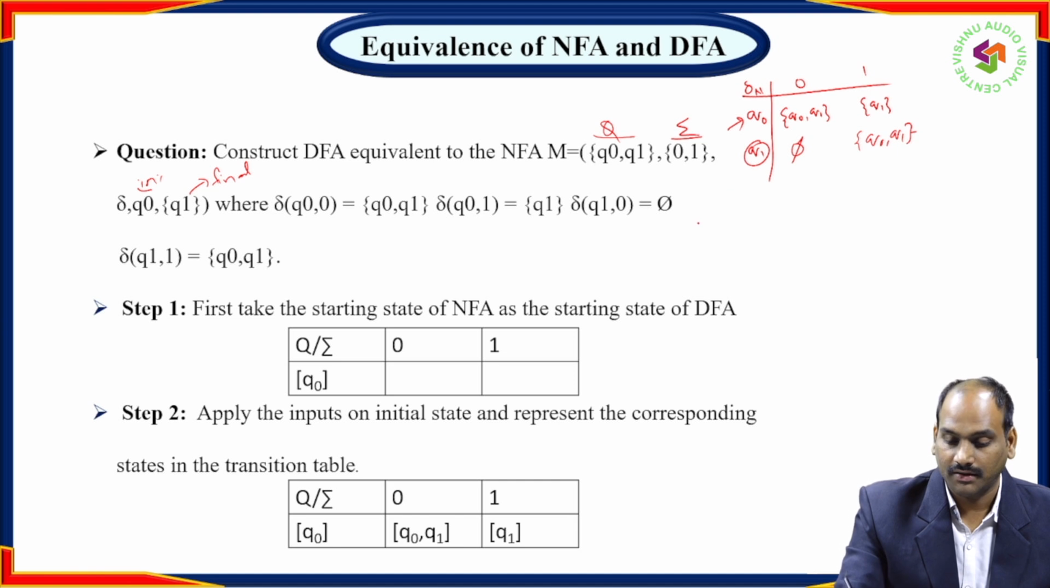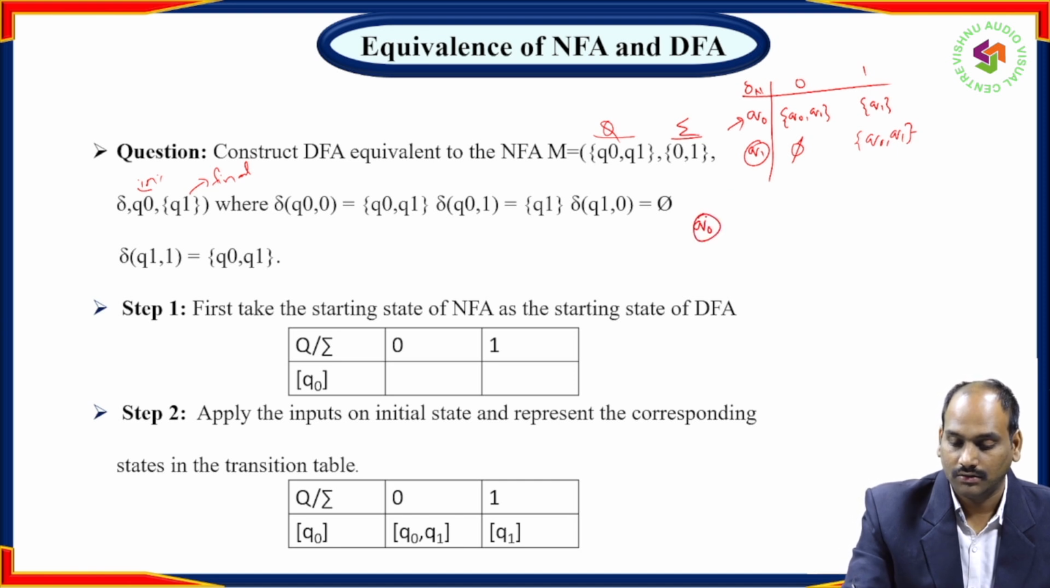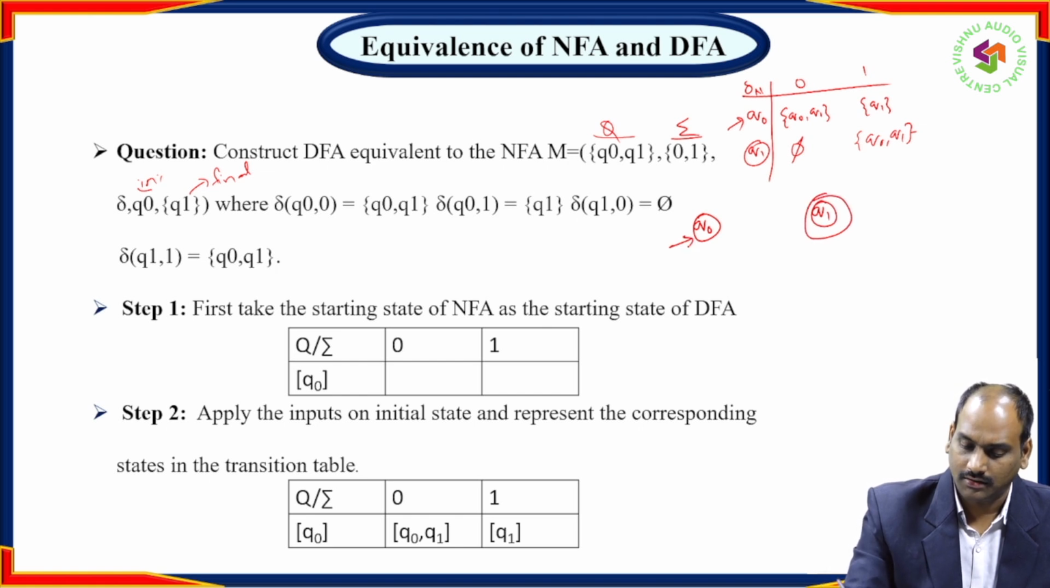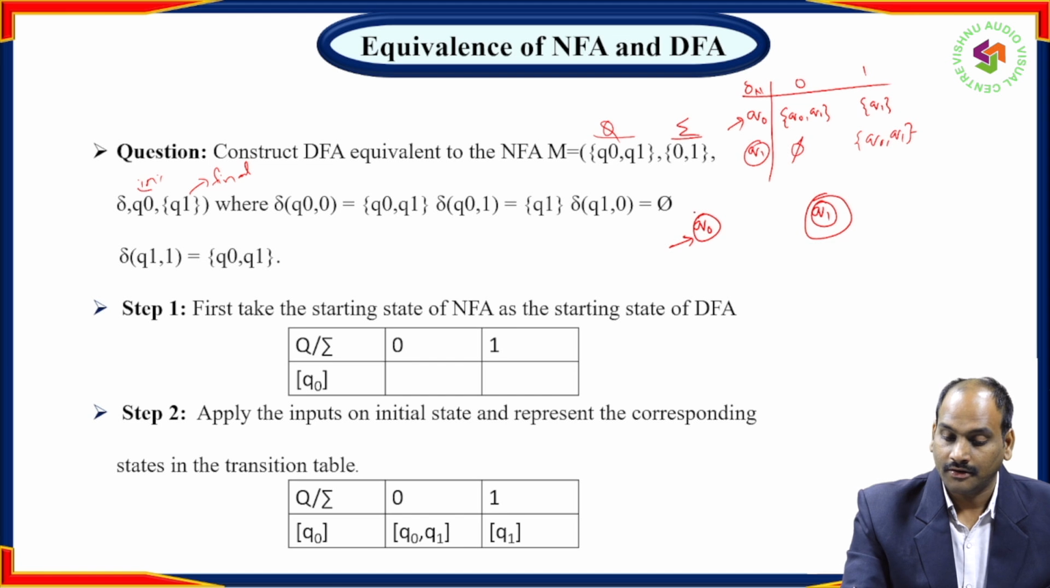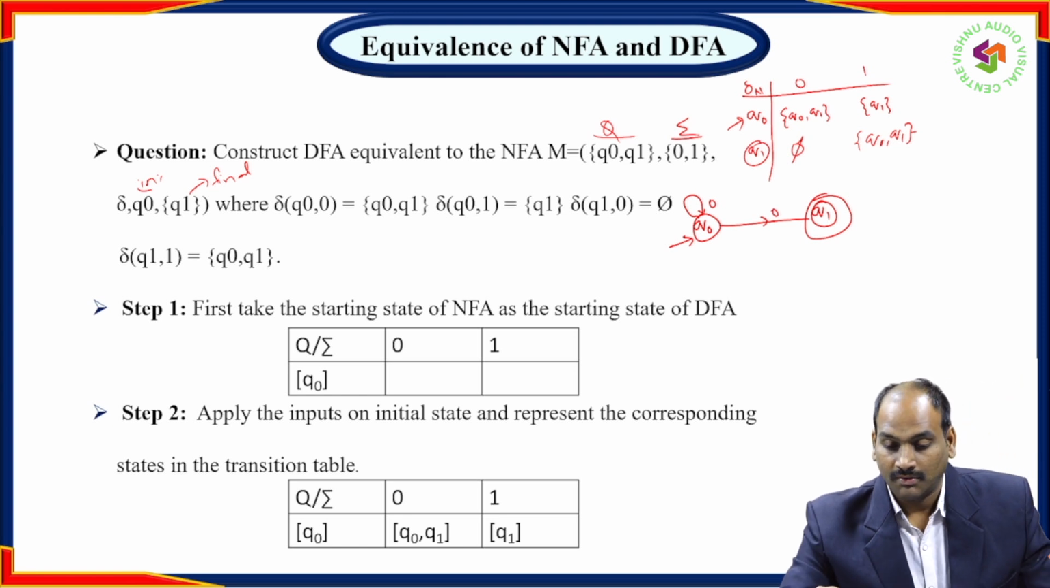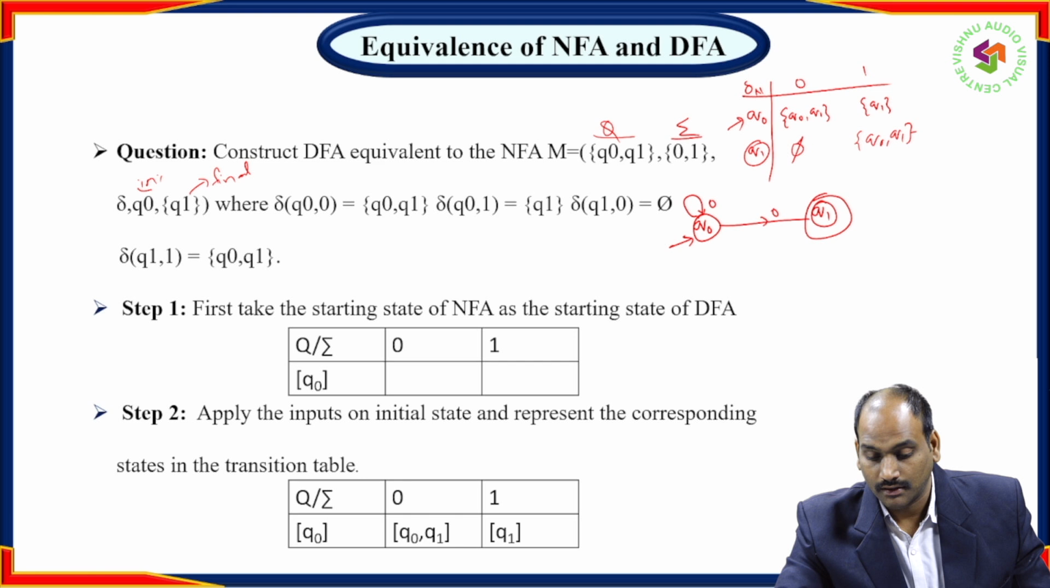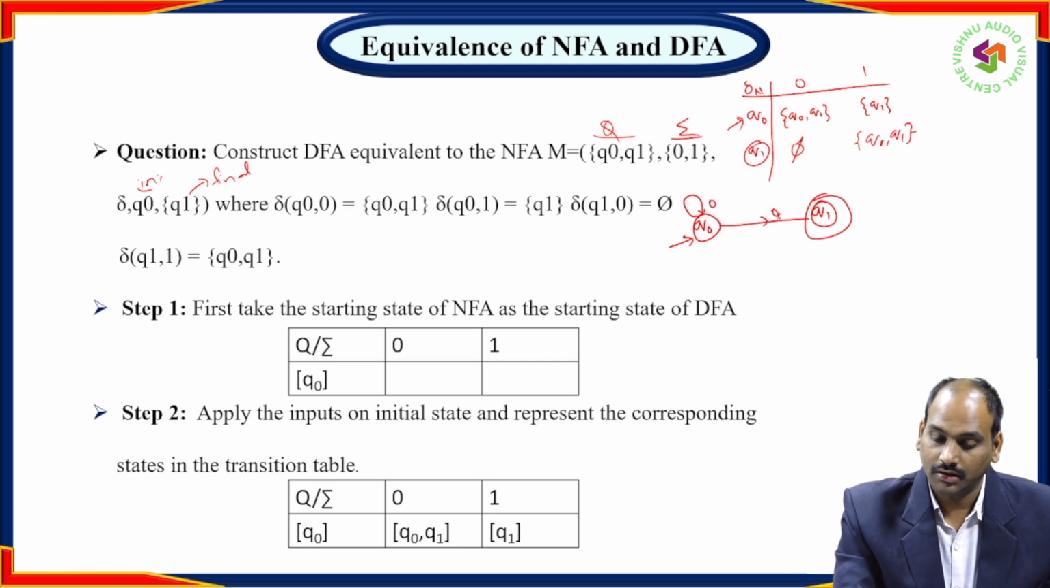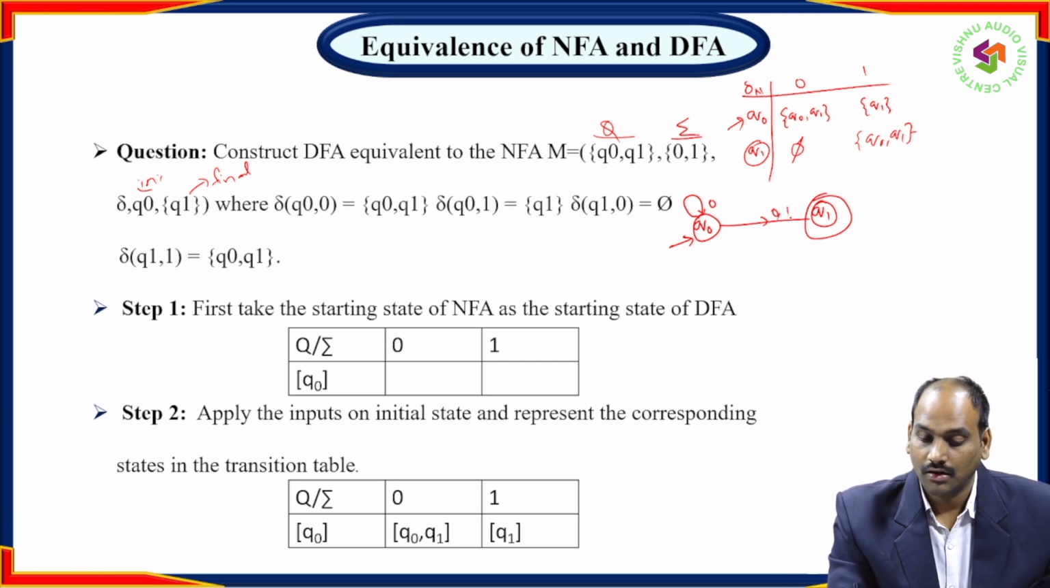If you draw the diagram, we get it like this: Q0, Q1. Final state is indicated by a double circle. Q0 on 0, it is going to state Q0 and it is also in the state Q1. Similarly, Q0 on 1, it is going to state Q1. Q1 on 0, it is phi.